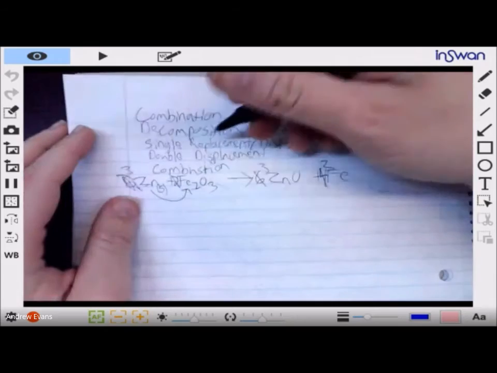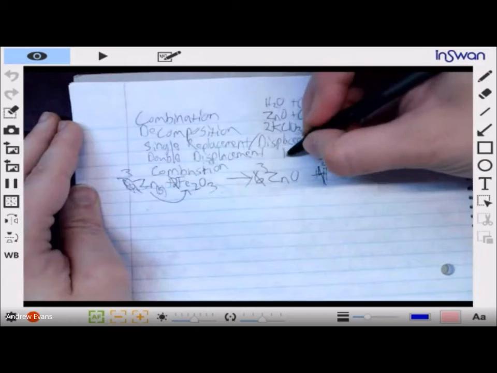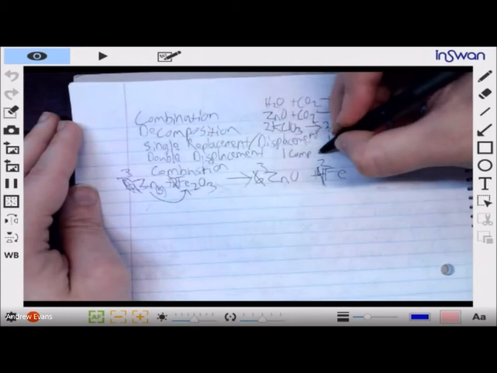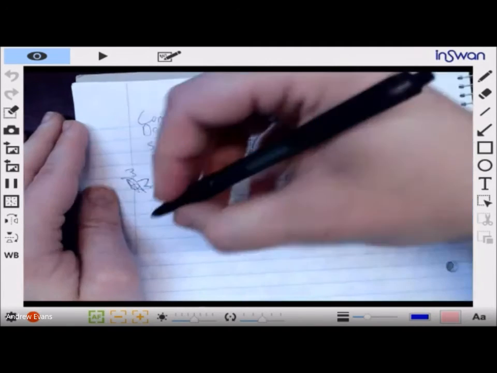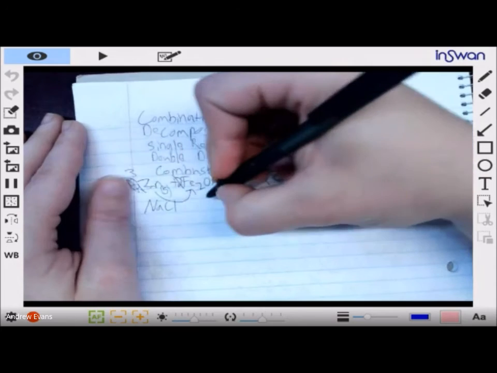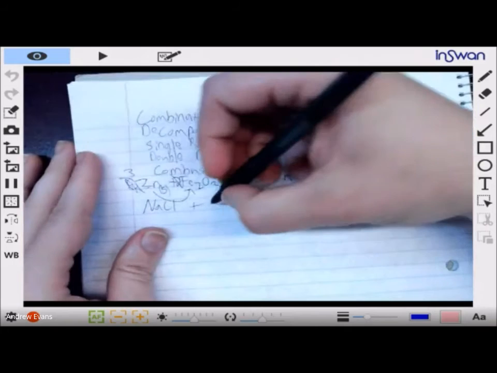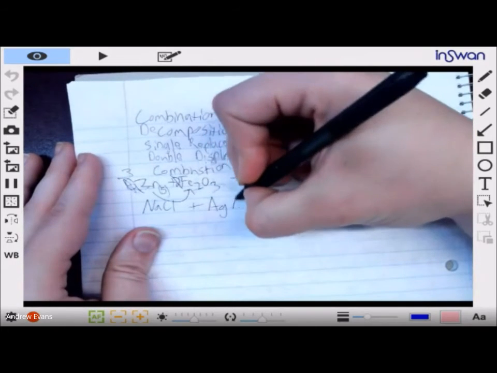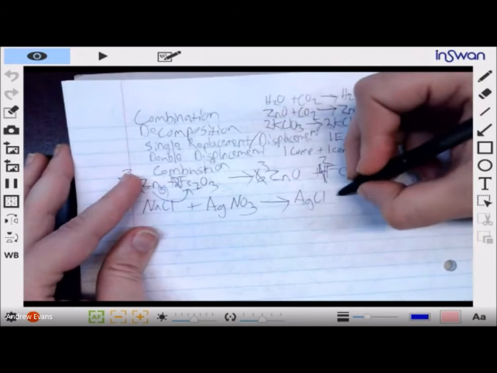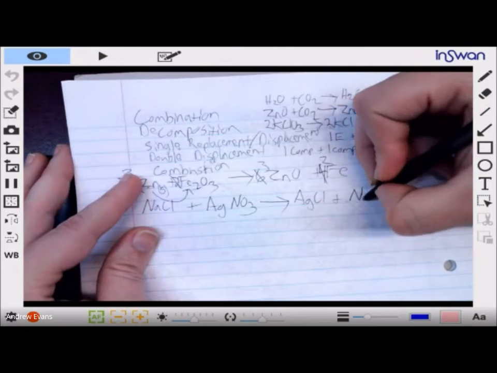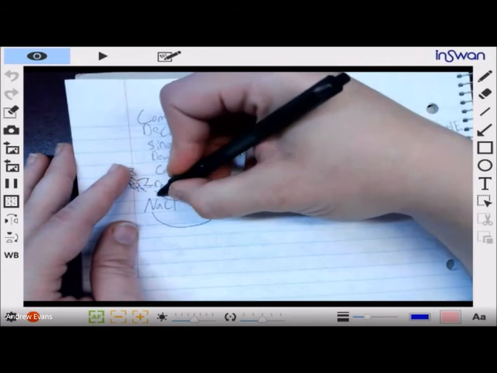And then the last type, the double displacement, would be two compounds, let's say compound A plus compound B swap places. So instead of having two elements, we have, say, sodium chloride and silver nitrate swap places to form silver chloride and sodium nitrate. So that essentially the sodium and the silver swap partners.